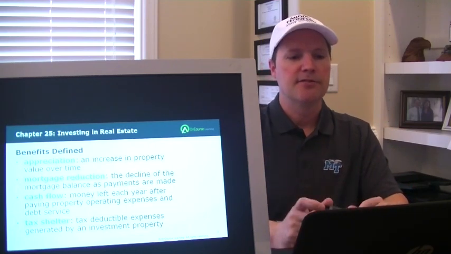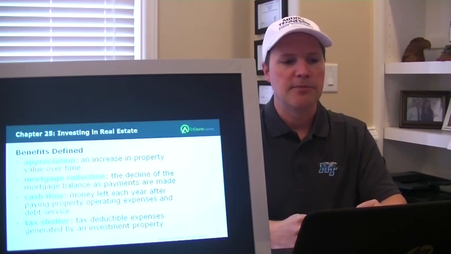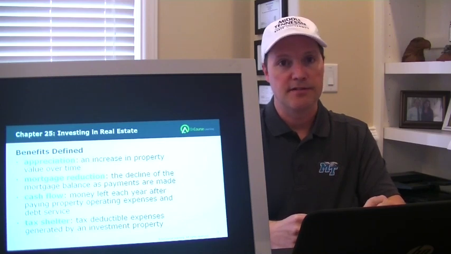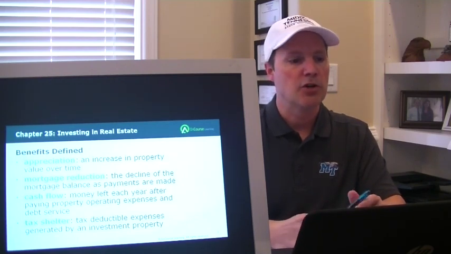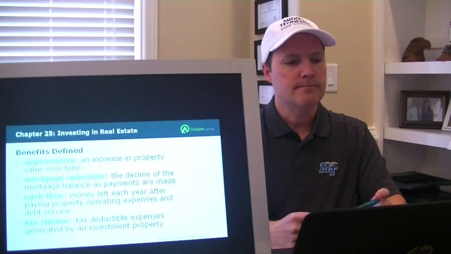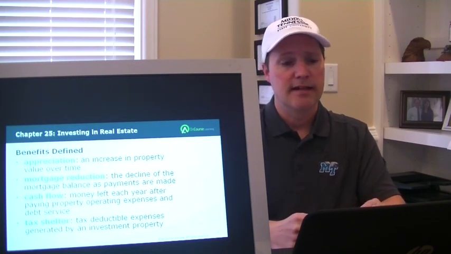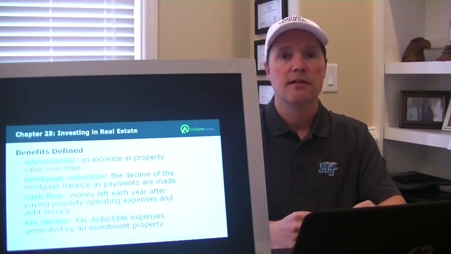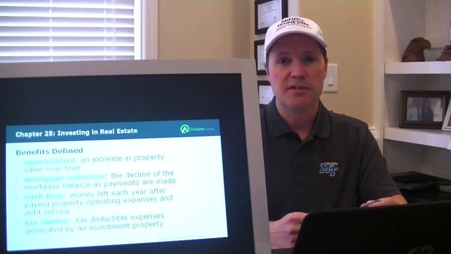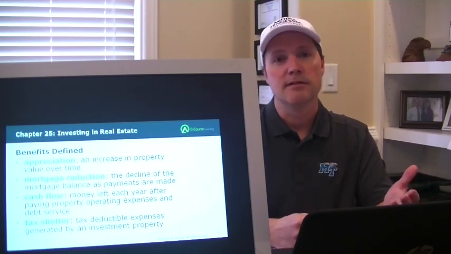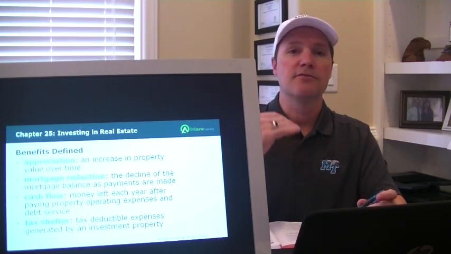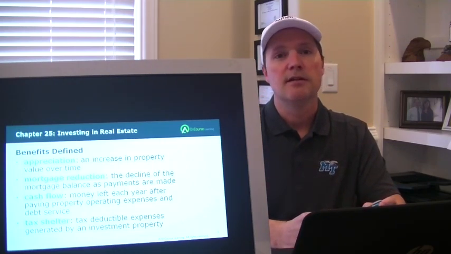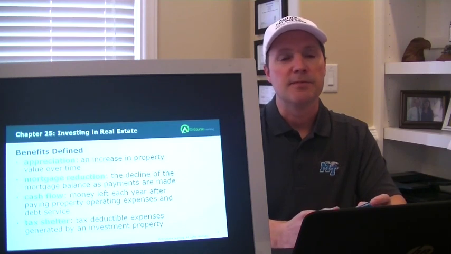Cash flow, money left each year after paying property operating expenses and debt service. Okay, they actually have a chart for that coming up. And a tax shelter, tax deductible expenses generated by investment property. So whenever you have a rental unit, anything you put into that rental unit, like new paint, appliances, anything else, you're able to take that money and deduct it from the taxes you pay each year from the income.